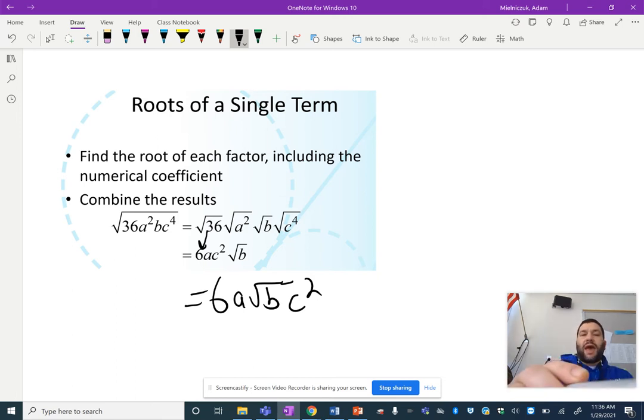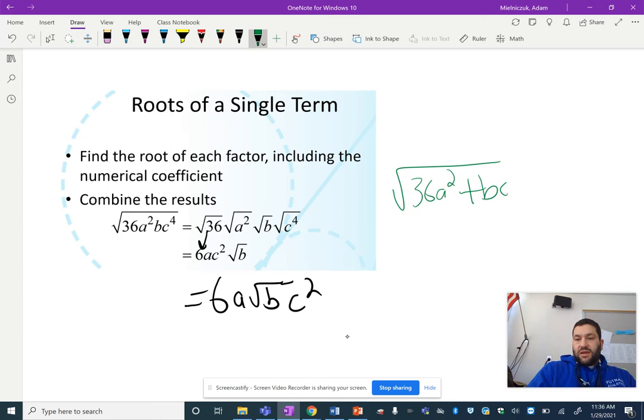Now, another thing we have to be careful of, we can break up this radical when it looks like this, but if we change this problem to the square root of 36a squared plus bc to the fourth, all of a sudden it's different. We cannot do the following. We cannot say that this is the square root of 36a squared plus the square root of bc to the fourth. It doesn't work that way.